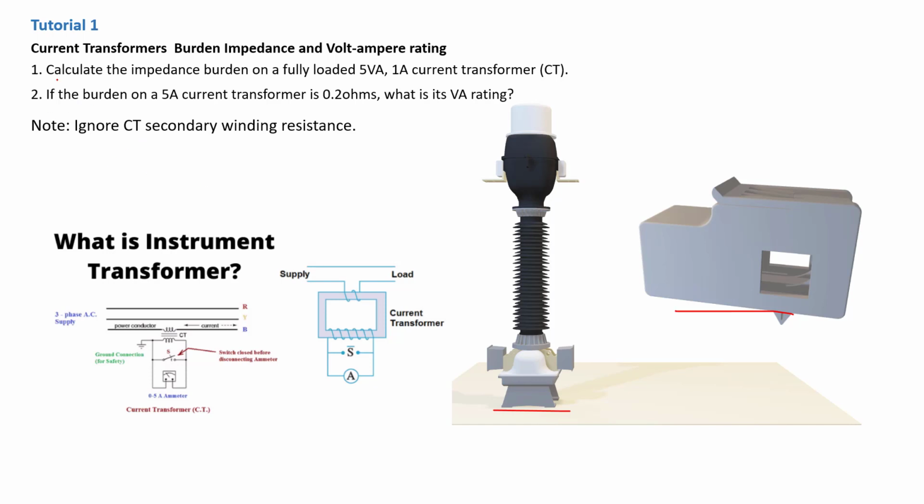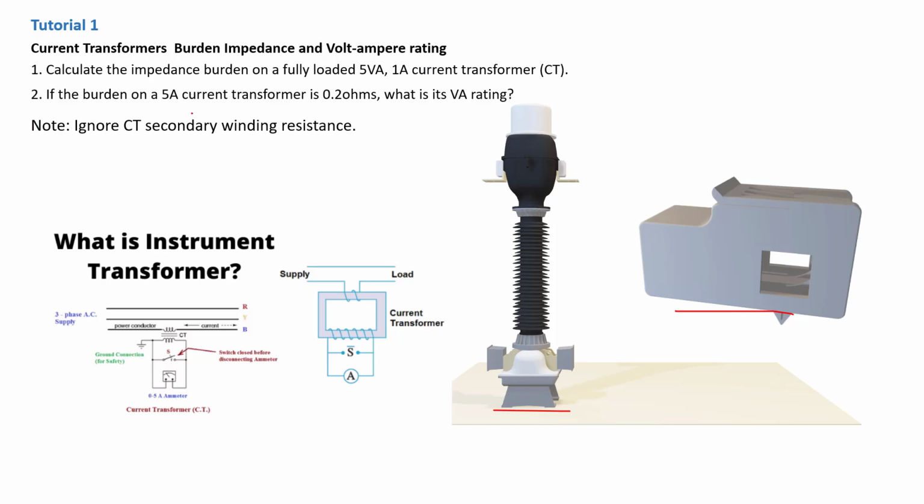Okay, so in this tutorial we need to calculate, one, the impedance burden on a fully loaded 5 VA, 1 amp current transformer, in short CT. And two, if the burden on a 5 amp current transformer is 0.2 ohm, what is its VA rating? Now 5 amp is the nominal current on the secondary of the transformer, just like this one here is a 1 amp current transformer. This means for the first question, we need to calculate the burden impedance on a 1 amp current transformer.